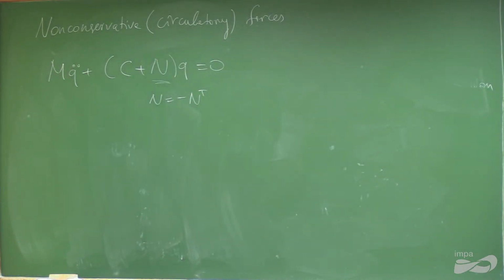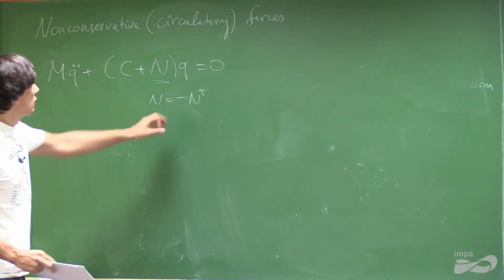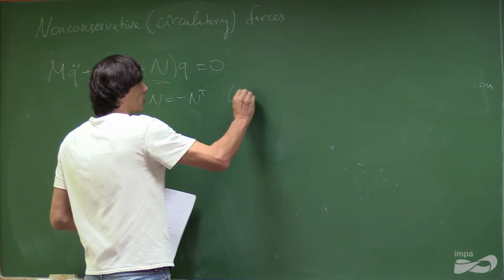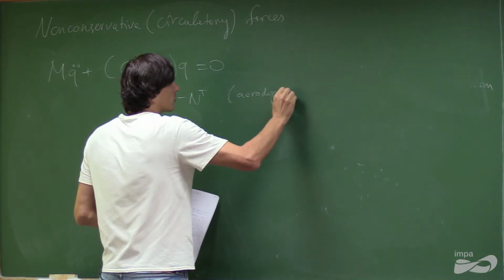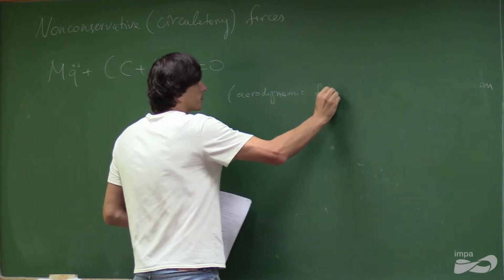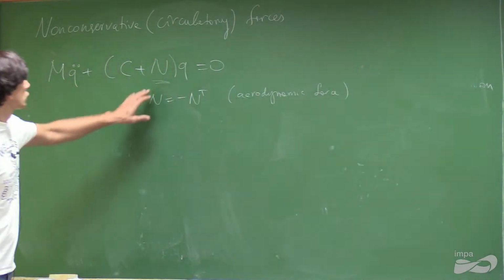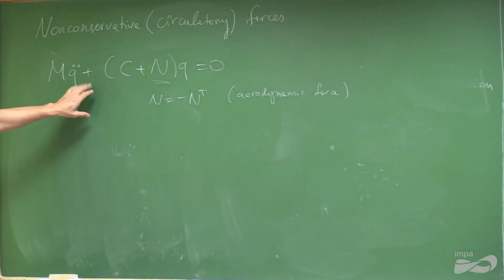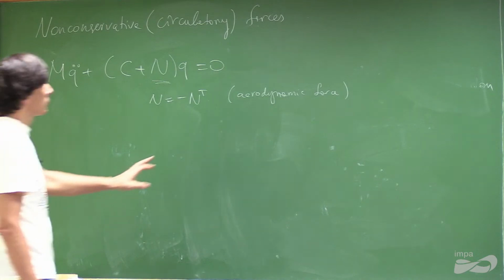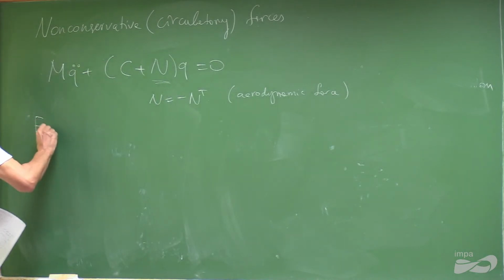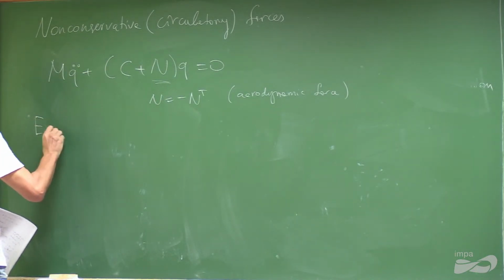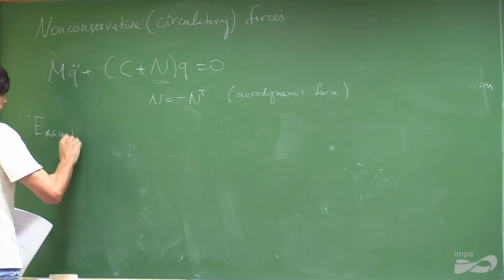So I already told that the origin of this type of forces is often aerodynamic. Dynamic force, which contributes to N, C, and often it contributes also in the velocity-dependent terms as well. But we will consider some simple model, and essentially let's consider just one example, which shows how everything works.